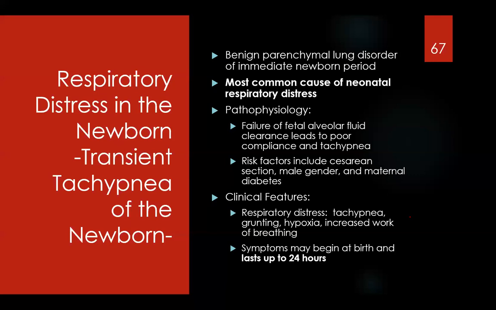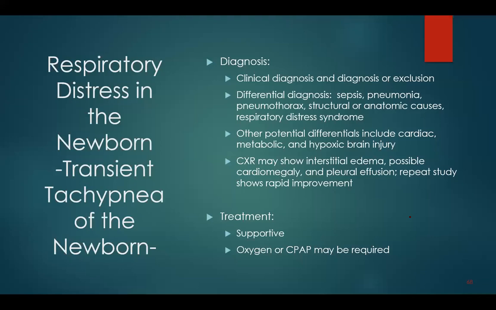Clinical features include respiratory distress, tachypnea, grunting, hypoxia, work of breathing. Symptoms may begin at birth and last up to 24 hours. All right, respiratory distress in the newborn patient is usually transient tachypnea of the newborn. This is the most common. It is a clinical diagnosis or a diagnosis of exclusion. We want to distinguish this from sepsis, pneumonia, pneumothorax, structural abnormalities, anatomic causes, respiratory distress syndrome. Other potential differentials could include cardiac abnormality, metabolic disorders, hypoxic brain injuries. The chest x-ray may show interstitial edema, possible cardiomegaly, and a pleural effusion.